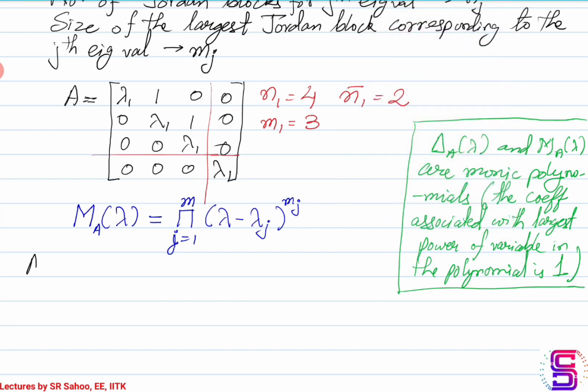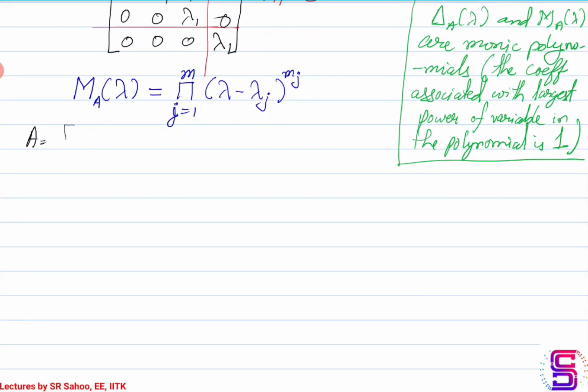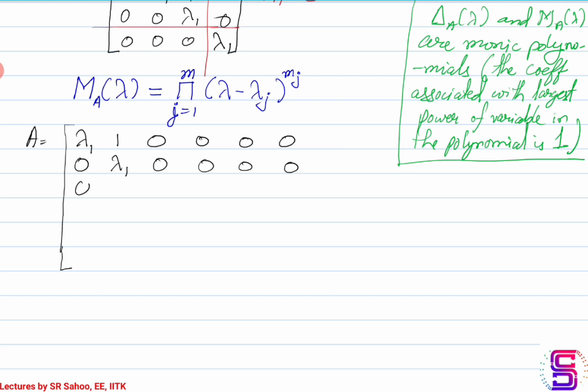Okay, if I take another example to illustrate this, let's consider a 6 cross 6 matrix A. Let's say it is lambda 1 1, 0, lambda 1. I'll put the rest of this as 0. Let's say this is what I have.